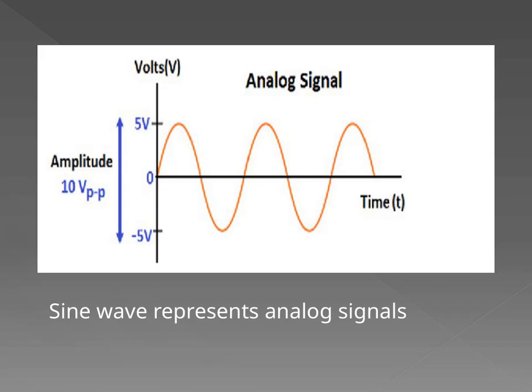A sine wave represents analog signals, which are continuous in both time and amplitude. This means that unlike digital signals, which are discrete, analog signals can take on any value within a range. The sine wave is a fundamental concept because it perfectly illustrates how many natural phenomena, like sound, light, and radio waves, behave. When we look at this wave, we see a smooth, repetitive oscillation that repeats over time, capturing the essence of how these signals vary continuously.